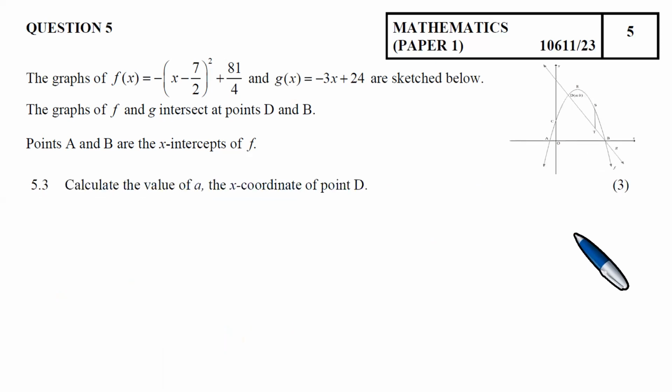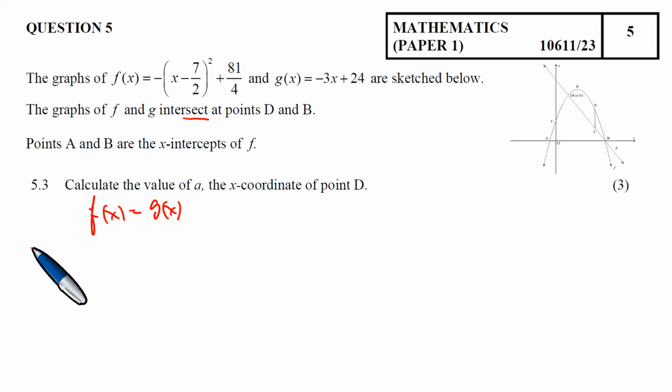Next question. Right, we need to also be in a position to do calculations, like calculate the value of A. And the value of A here is the x coordinate of the point D. How to find the x coordinate of the point D? Note that the graphs of f and g intersect at 2 points, B and D. So these are the points of intersection. How do you find the points of intersection? You look at f of x must be the same as g of x.